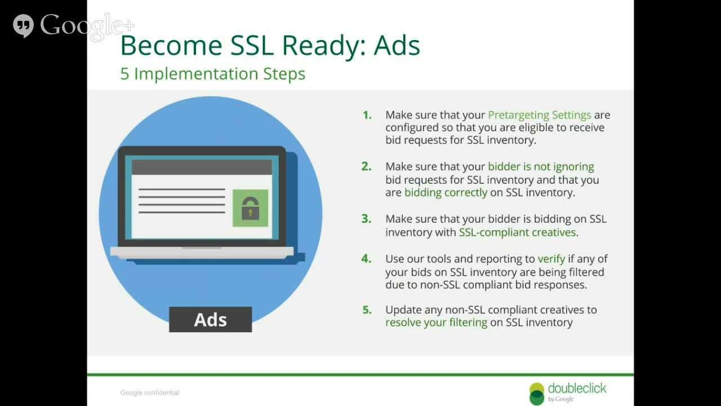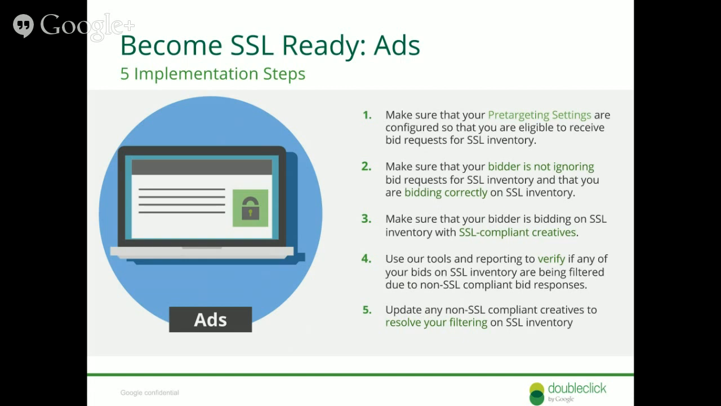Okay, so let's look at the overall process for how to become SSL ready for the SSL Ads initiative. This says there are 5 main steps, but really there are 3 core steps, and the last 2 are more verification and monitoring whether or not you're fully ready. So we'll walk through the first 3. Number 1, you really first need to make sure that your pre-targeting settings, whether you're an RTB buyer or a non-RTB buyer, are configured so that you're eligible to receive bid requests for SSL inventory.